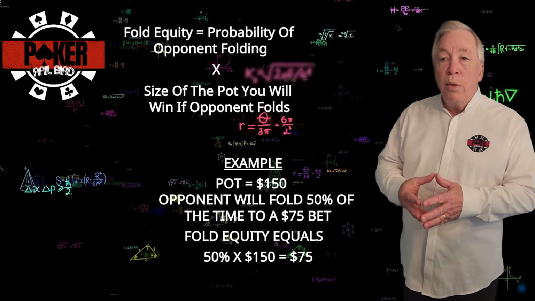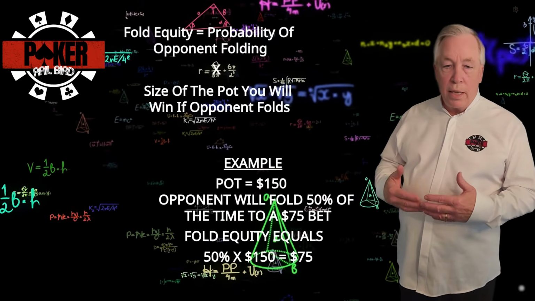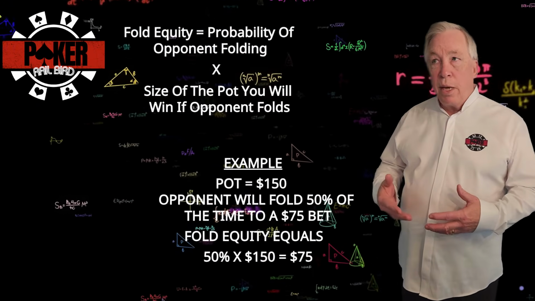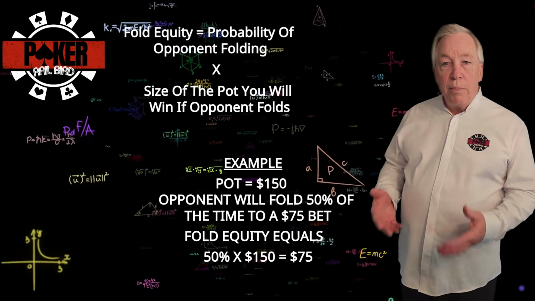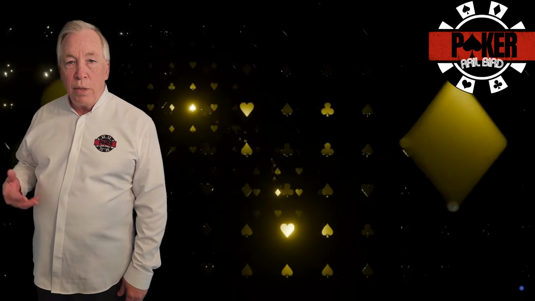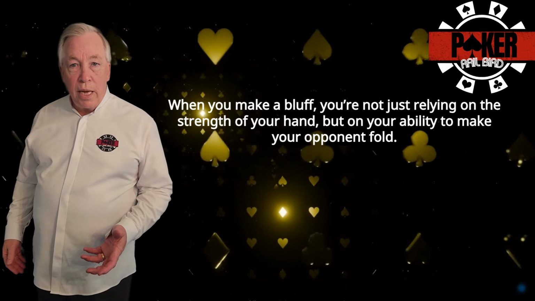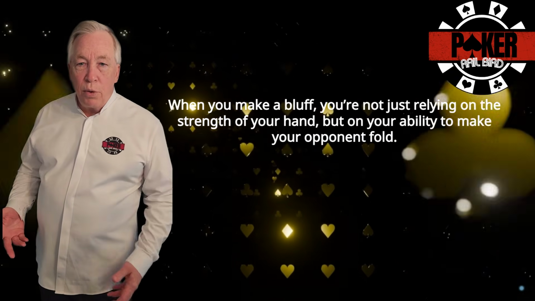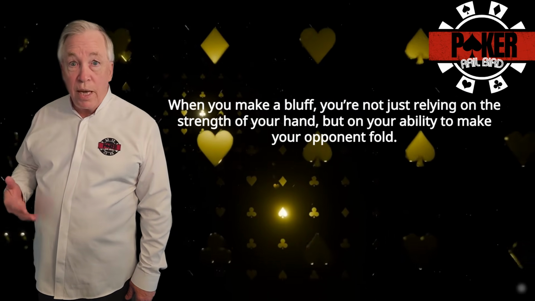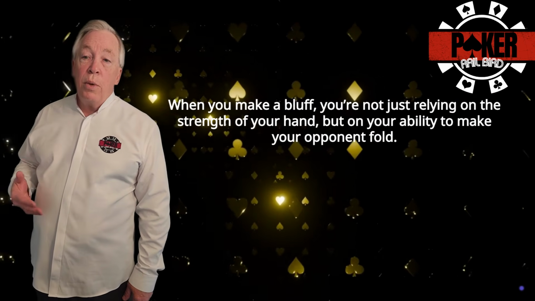Accurate estimation of your opponent's likelihood to fold is crucial. Factors such as player tendencies, bet sizing, and table dynamics all play a role. Overestimating your fold equity can lead to unnecessary bluffs, while underestimating it might cause you to miss profitable opportunities. Fold equity is a crucial component of bluffing and semi-bluffing. When you make a bluff, you're not just relying on the strength of your hand, but on your ability to make your opponent fold. Semi-bluffing, where you have a drawing hand with potential, leverages fold equity by adding another way to win the pot, either by making your hand or forcing your opponent to fold.